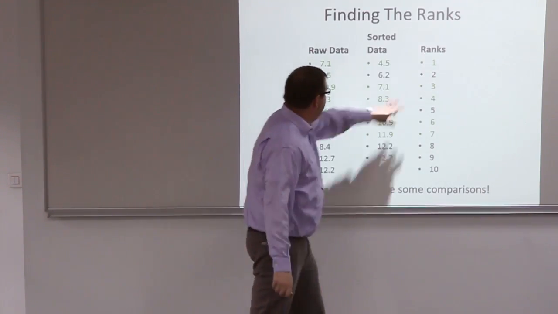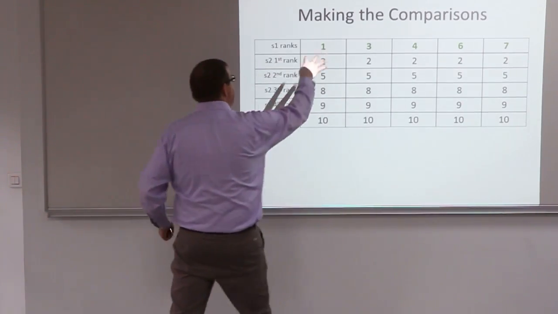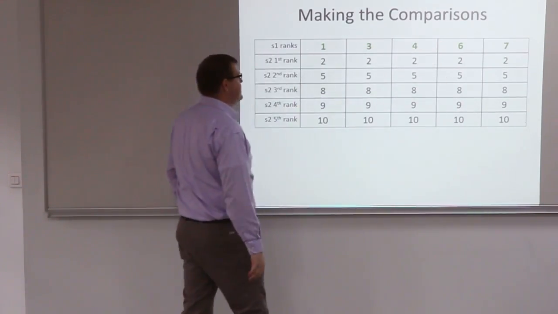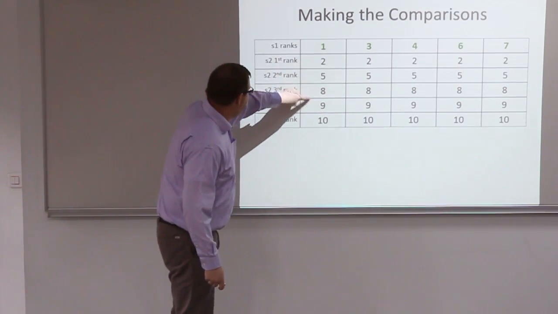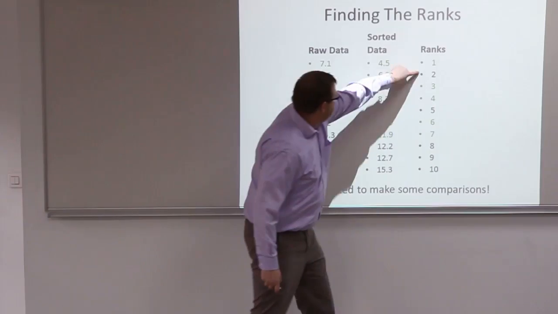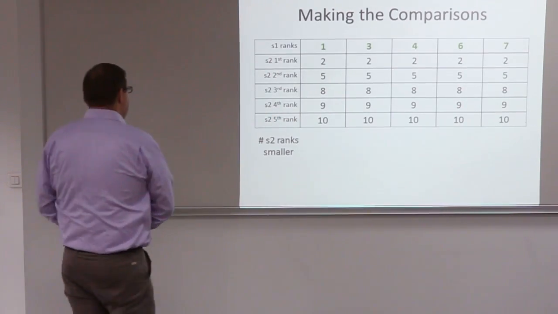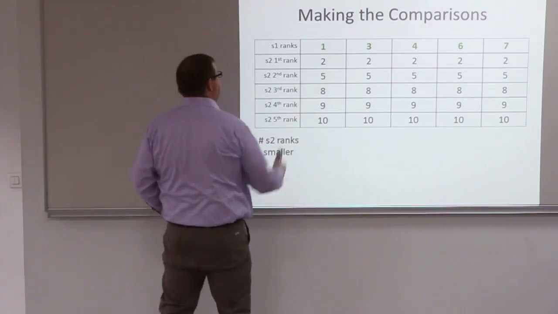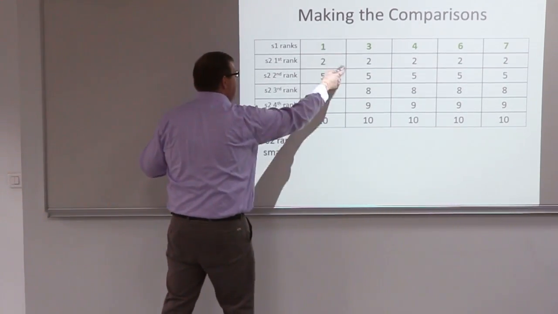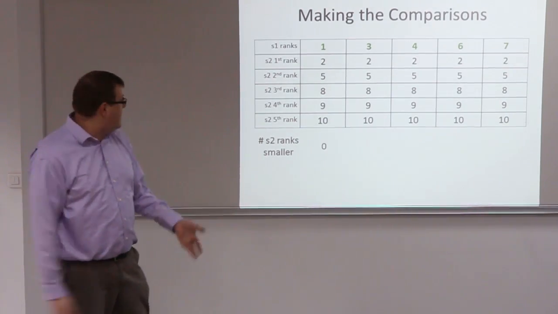Let's make sure this is right. 1, 3, 4, 6, 7. And we are going to compare each of these sample 1 ranks against each of the sample 2 ranks. So we have 2, 5, 8, 9, and 10. Okay? So let's find the number of sample 2 ranks that are smaller than each sample 1 rank. So you said that there's nothing smaller than that. So the number that we have is 0.